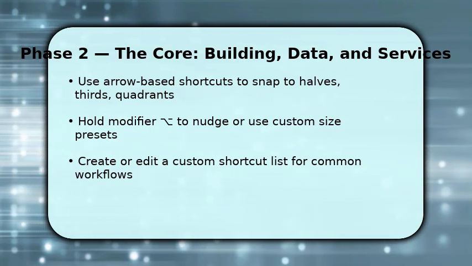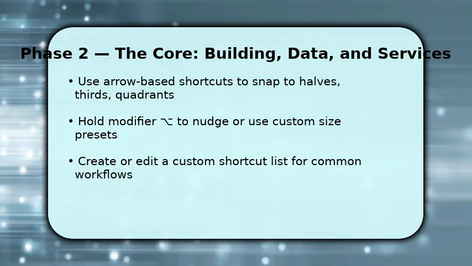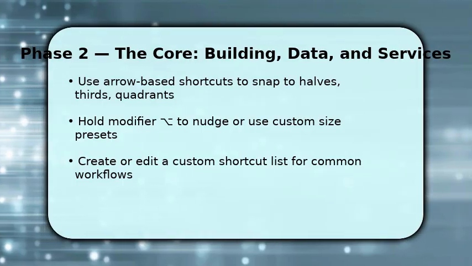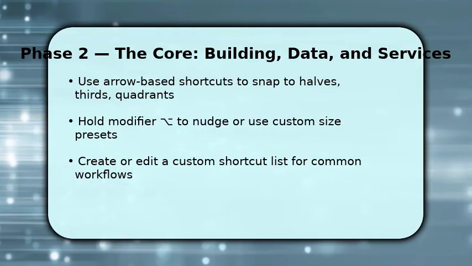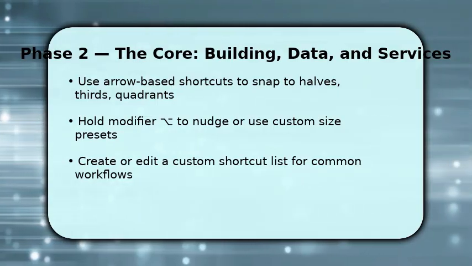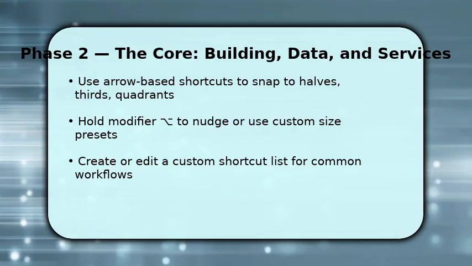Use arrow shortcuts to snap windows to halves, thirds, or quadrants, which speeds multitasking. Once a window is placed, hold while pressing a direction to nudge in small increments. This refines alignment without dragging.